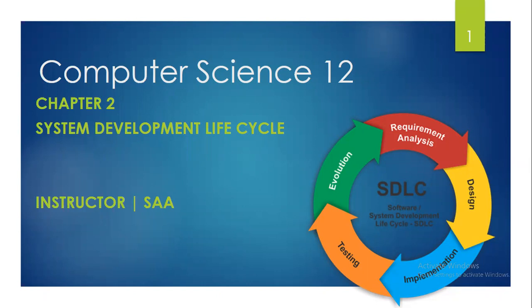We have revised the important concepts from chapter number 1 in our previous lecture. Today we are going to revise the important concepts from chapter number 2, which is about system development life cycle or software development life cycle.